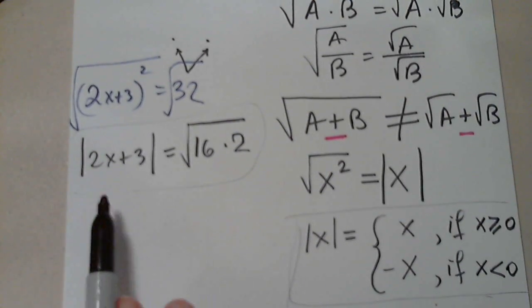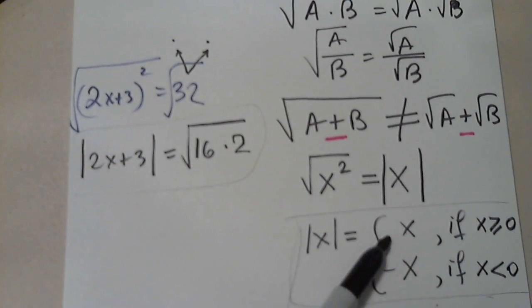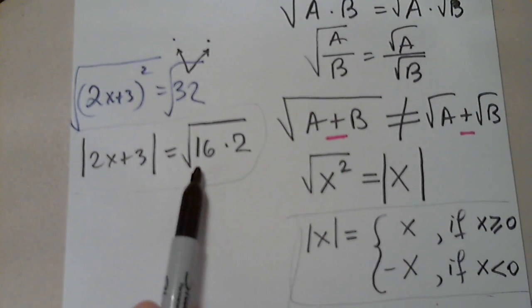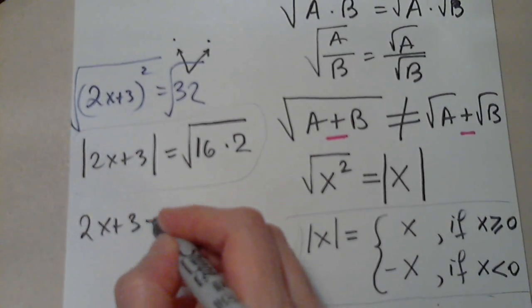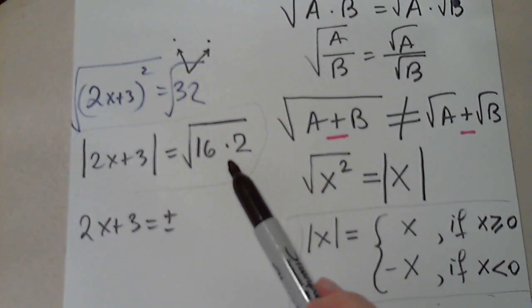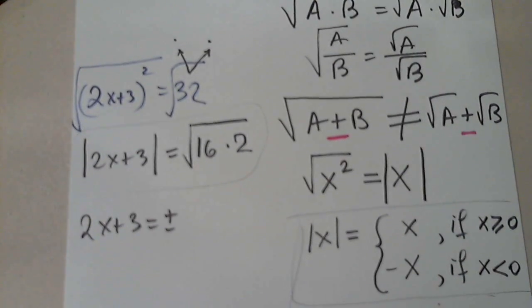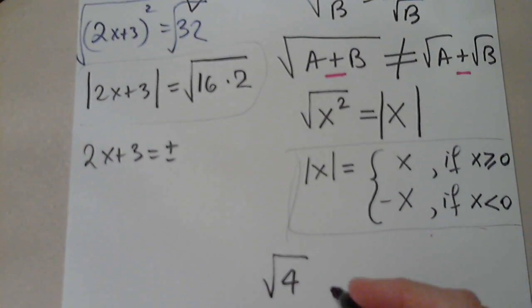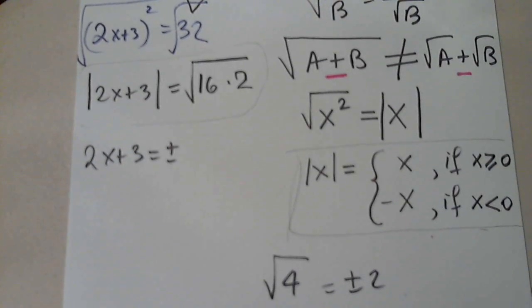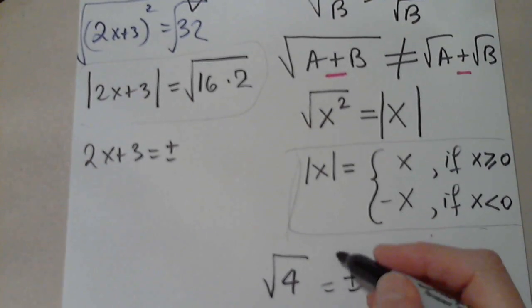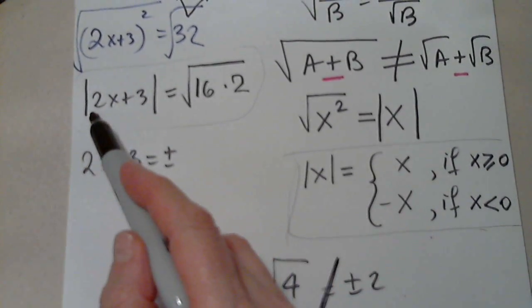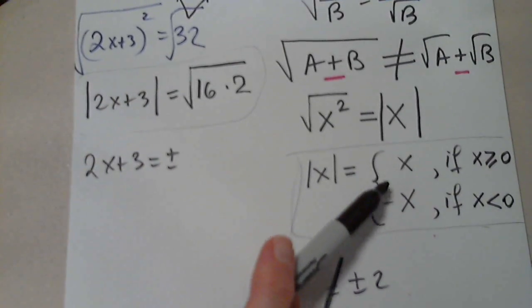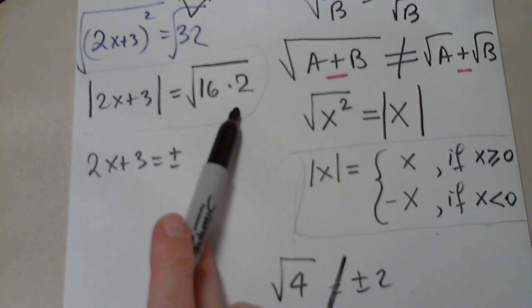Perfect. So then the 2x plus 3 should be positive and negative this number. So the positive and negative do not come from this side. I don't want my students ever to say that the square root of 4, for example, is plus or minus 2. This is incorrect. It's not true. The square root of 4 is only 2. So the plus or minus comes from the absolute value. Plus and minus from this side, not from this side.